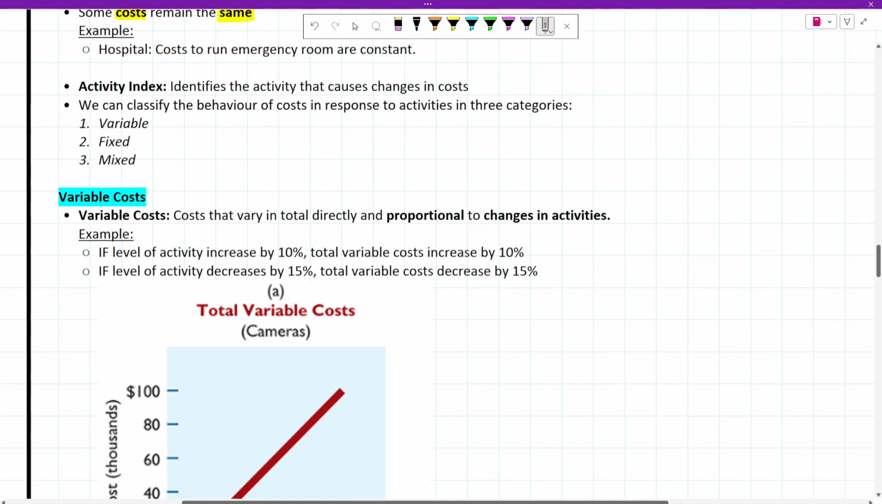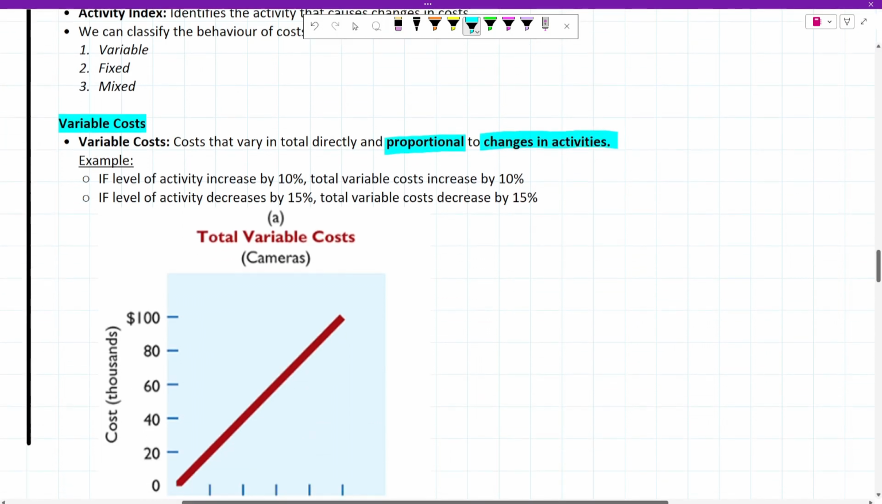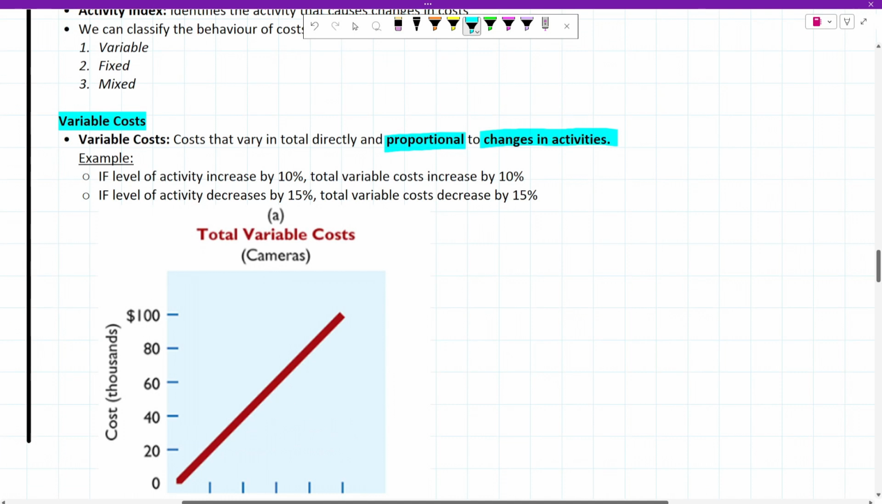So variable costs. Variable cost is costs that vary in total directly and proportionally to changes in activities. So I'll put that in blue. So it changes proportionally to changes in activities. So an example of this, if the level of activity increases by 10%, total variable cost increases by 10. As you could see, they both change proportionally. If level of activity decreases by 15, then our total variable cost decreases by 15.